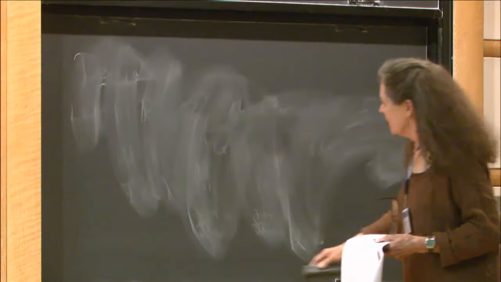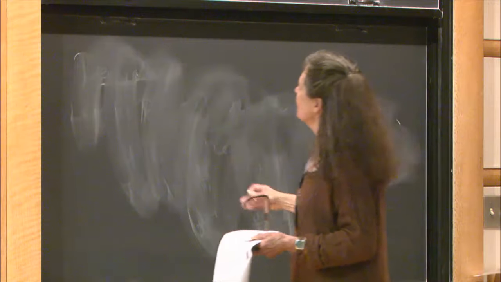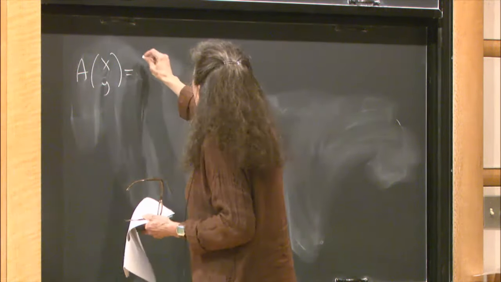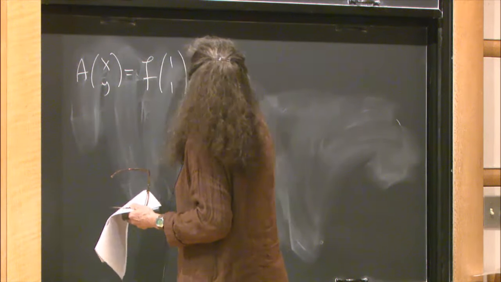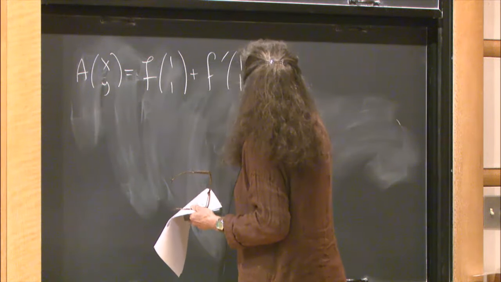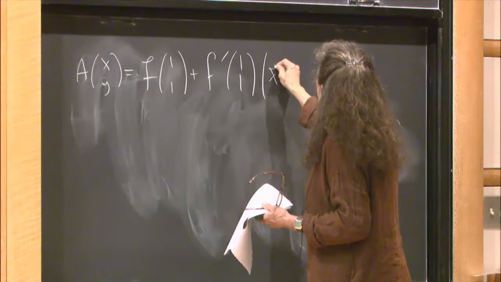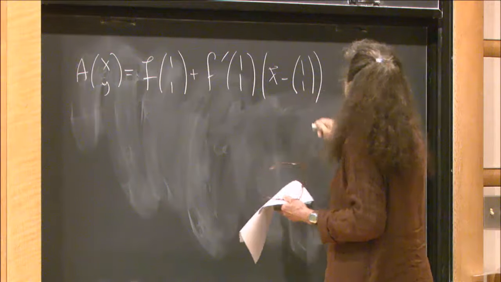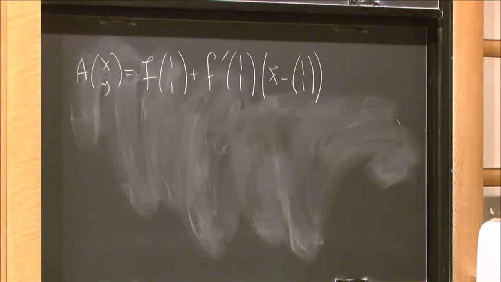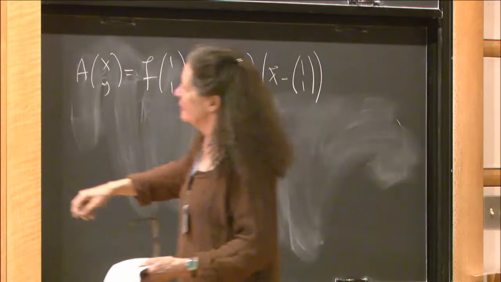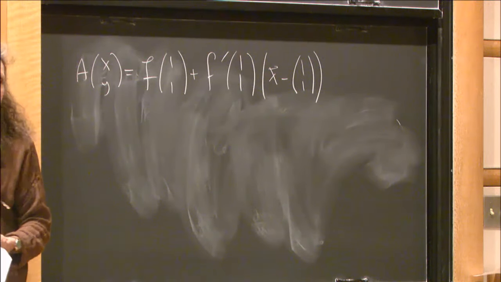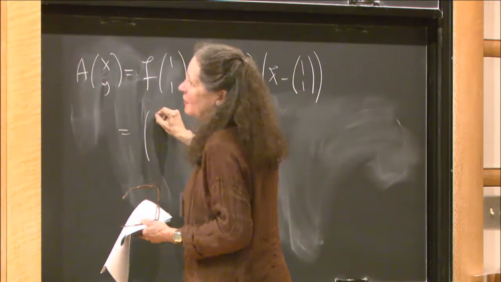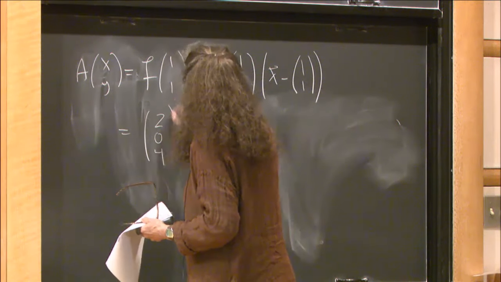So that's F prime. So what's the affine approximation? The affine approximation is A of X, Y equals F of 1, 1 plus F prime of 1, 1 times X minus 1, 1. Well, I guess that's the right way to write it. Okay, so what's F of 1, 1? It's 2, 1, 4, right? Oh, did I mess up? All right, 2, 0, 4, okay, good.